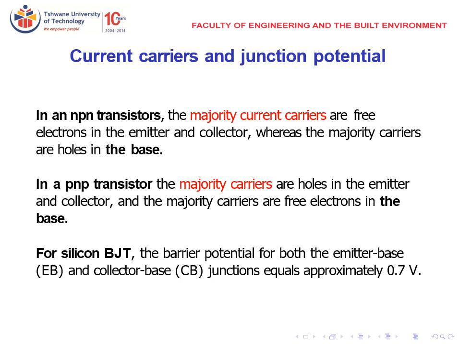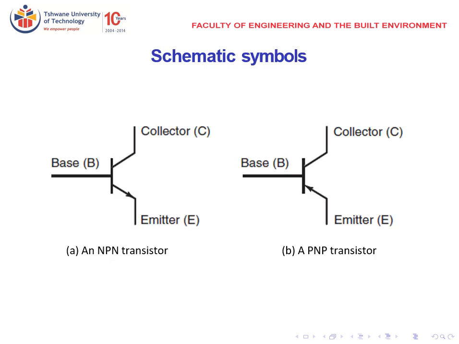Then on a PNP transistor, the majority current carriers are holes in the emitter and the collector because they are both made up of the P-type semiconductor material. And the majority current carriers are free electrons in the base because your base is made up of the N-type semiconductor material. For a silicon BJT, the barrier potential for both the emitter-base EB and the collector-base CB junctions equals approximately 0.7 volts.